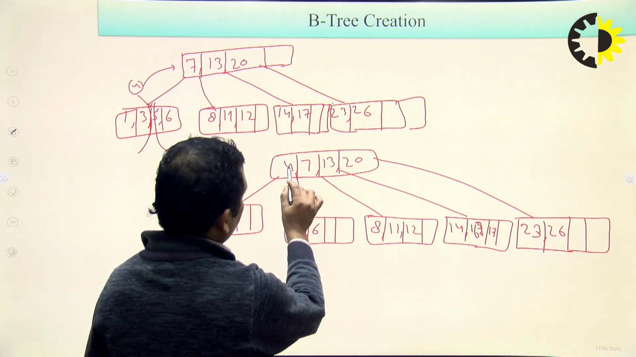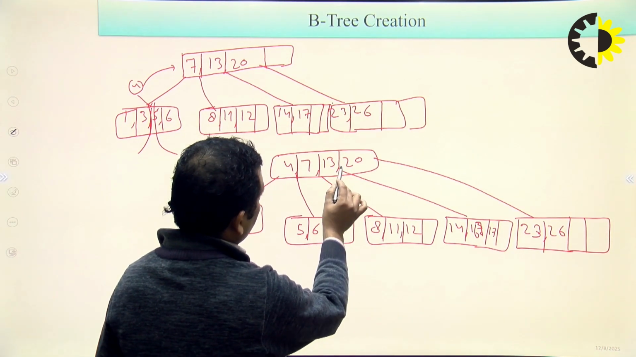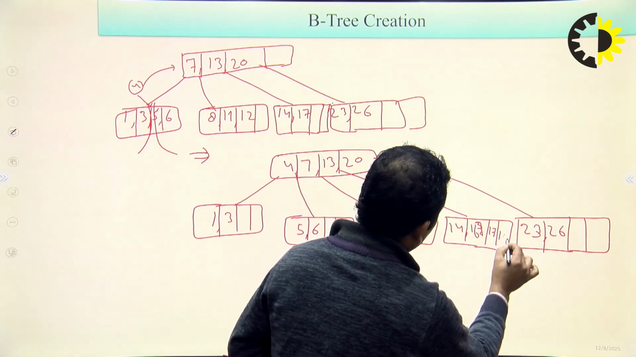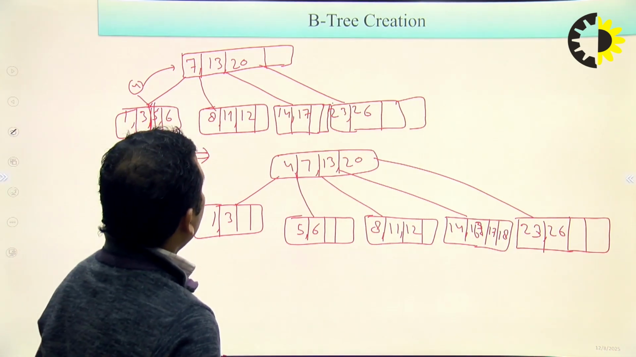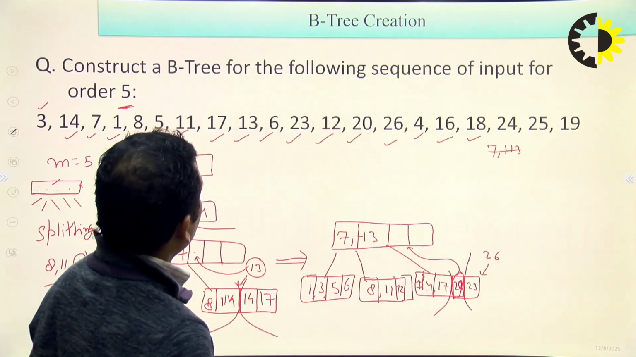18 is greater than this one, greater than this one, greater than and less than this one. So come here, 18 in ascending order, increasing order, sorted order. So keep it here.